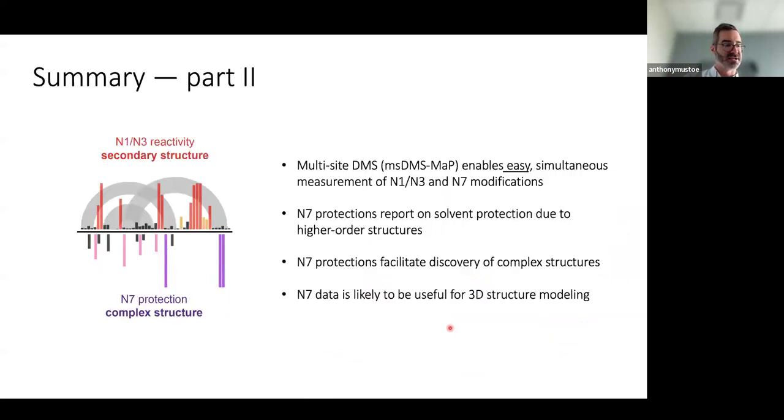Okay, so to summarize, this new multi-site DMS-MaP experiment enables this easily. I'll emphasize that it's just a tweak to your RT conditions, and it allows you to now get this entire new dimension of structural information about RNA. These N7 protections that we're able to measure report on solvent protection due to diverse higher-order structures. And so we think that this is going to improve discovery of complex structures in novel RNAs, and also has a lot of potential moving forward for improving 3D structure modeling.